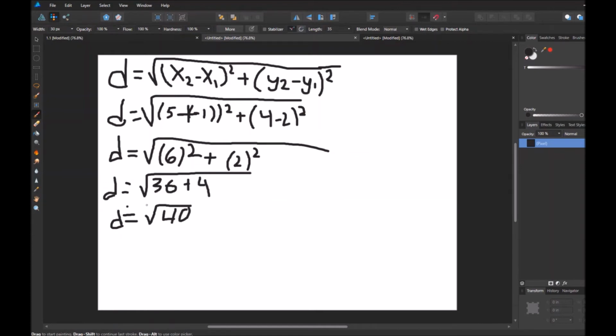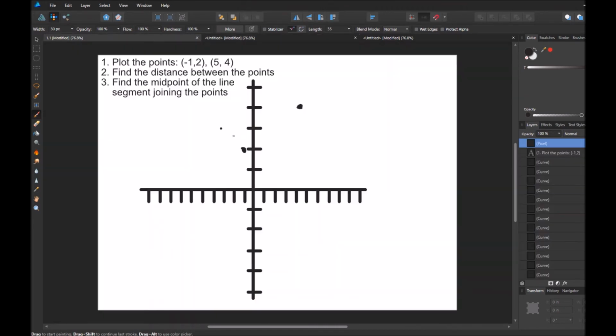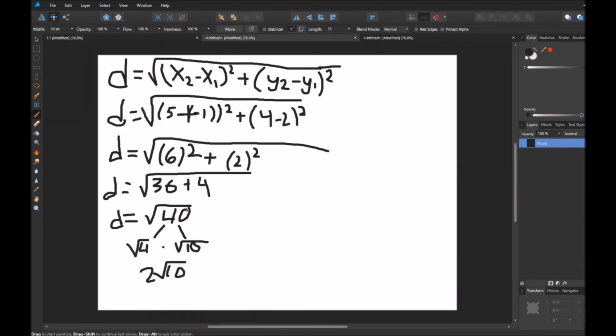So you can either leave this as the square root of 40, or you can take it into decimal form, or you can simplify it, because the square root of 40 is the same thing as root 4 times root 10, and the root of 4 is 2. So you can either write root 40 or 2 root 10 or the decimal of square root 40, depending on what your teacher wants or what the book says.